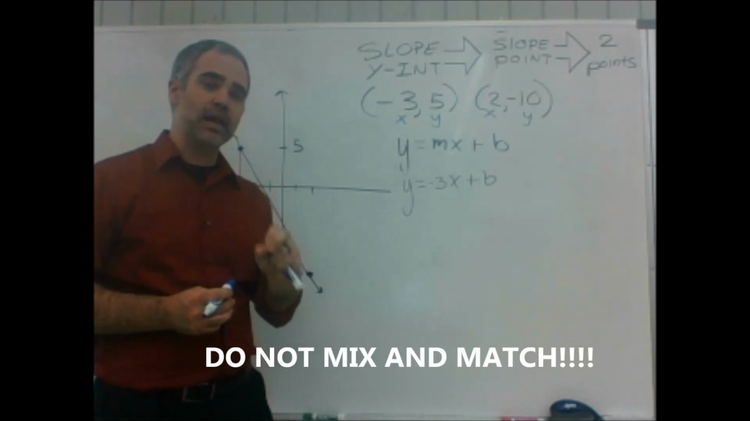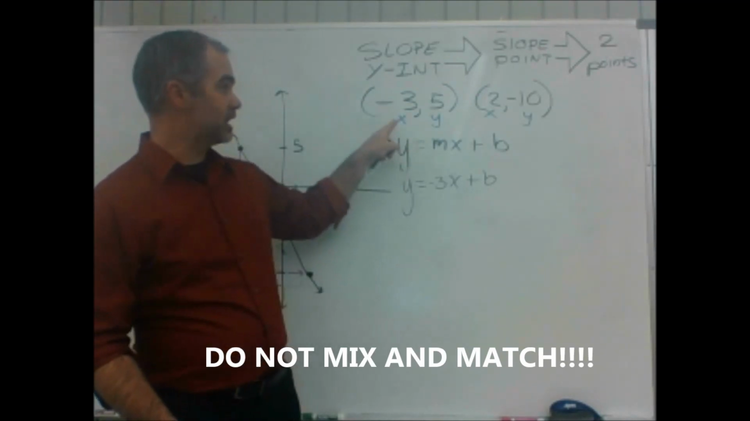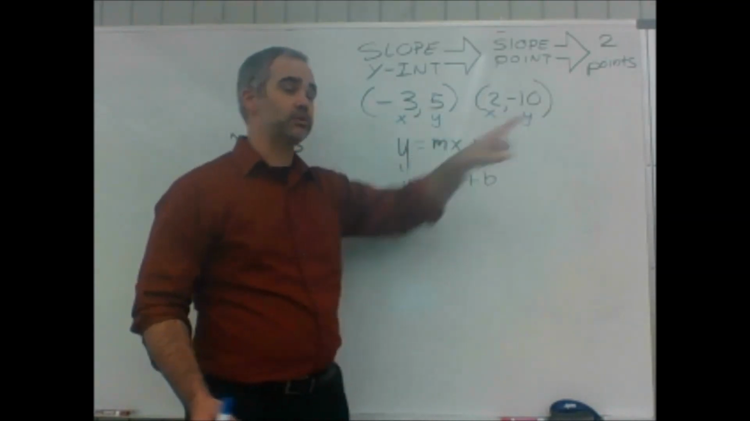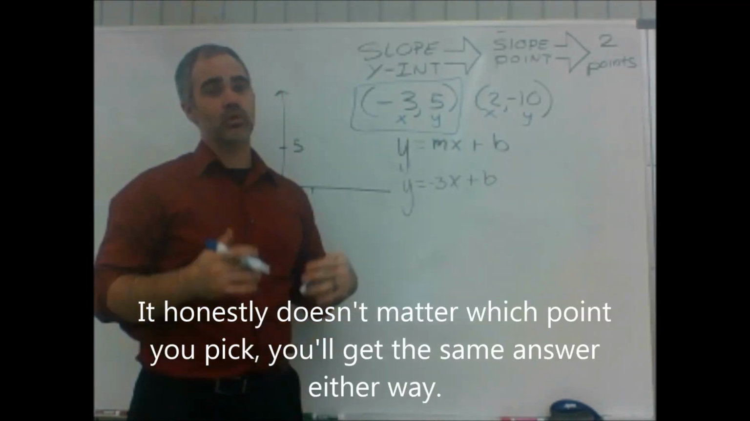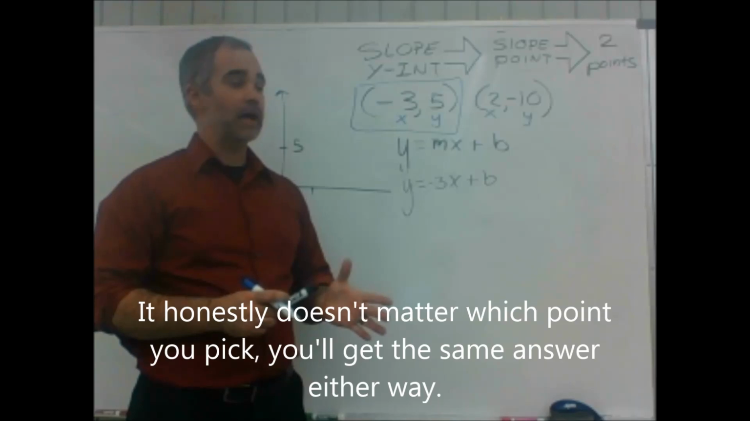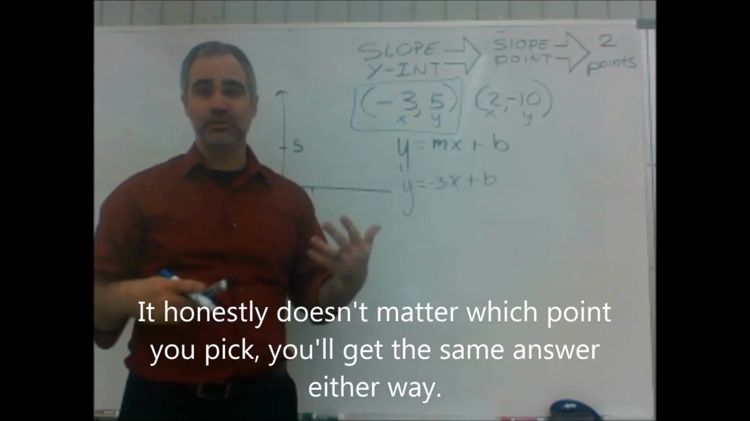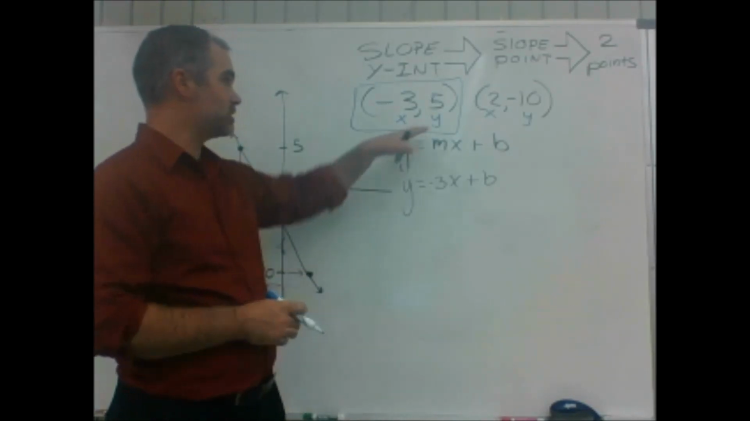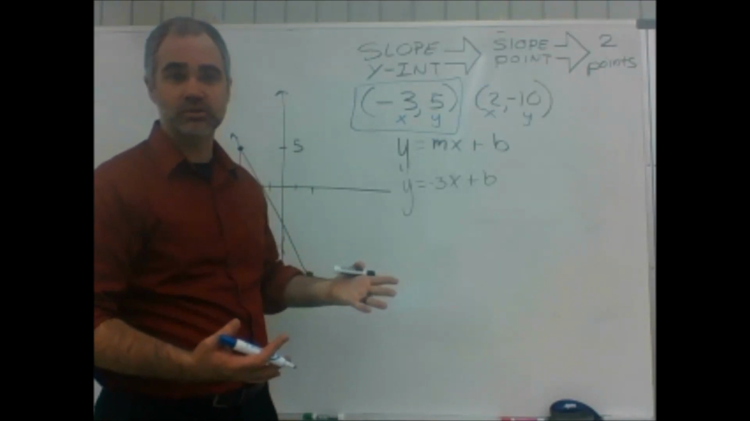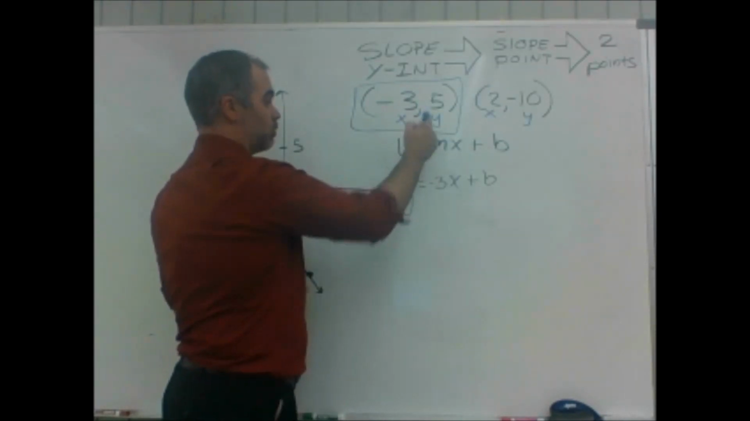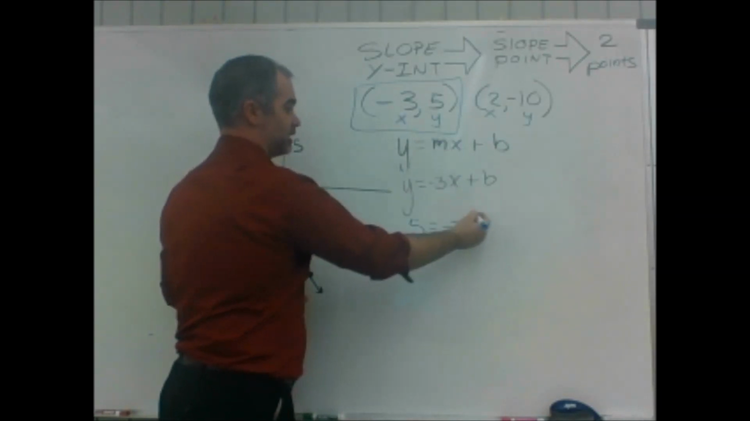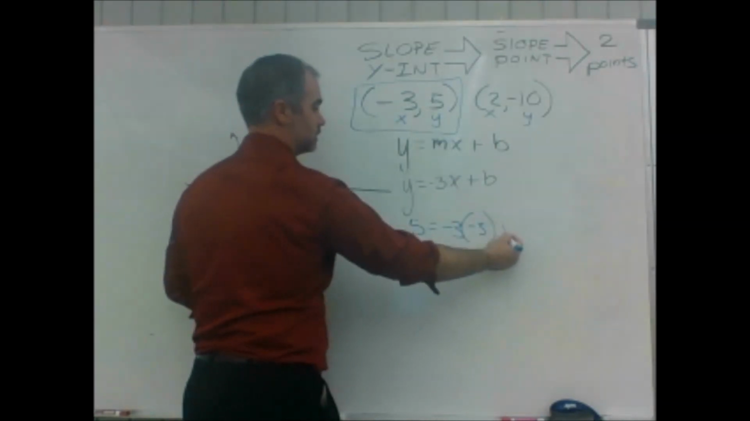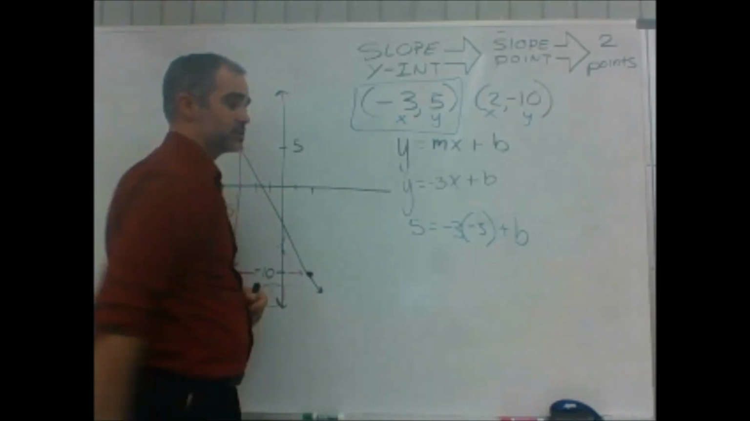The only important thing is to not mix and match. Don't pick an x from this one and a y from this one. You have to pick both variables from the same coordinate, or you get the wrong answer. So I'm going to pick whichever one I think looks a little bit easier to me. These numbers look smaller, so I'm just going to pick those. Again, my y is 5. My x is -3. And I can plug those in and solve for b.